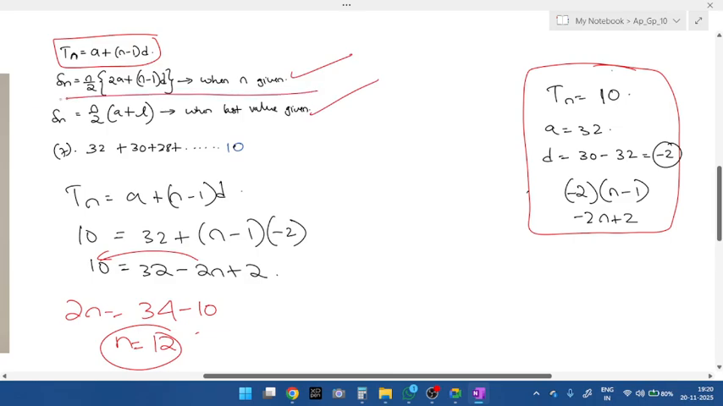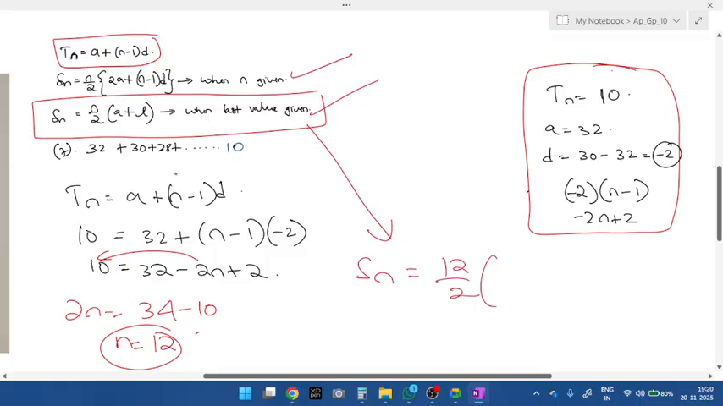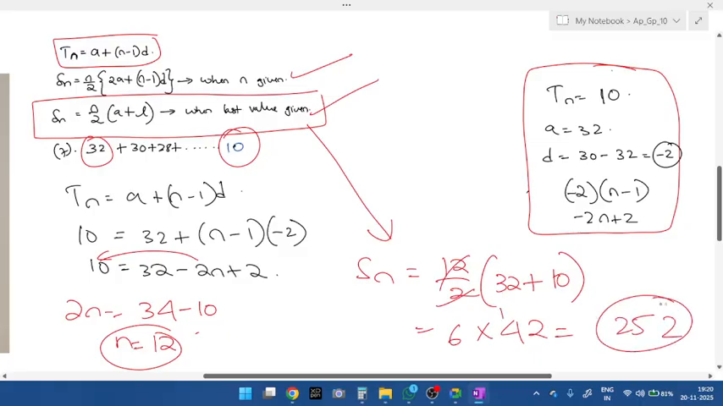After that, you can use this or the second formula. But usually we use the second one. The first is very lengthy, use the second formula. S of n is equal to n value, 12, divided by 2. In this question, which is the first term, students? 32 plus, which is the last term? Last term is 10. 6 into 32 plus 10 is 42. What's the answer you got? Is it 252? 252, is it correct? Let me check the answer.